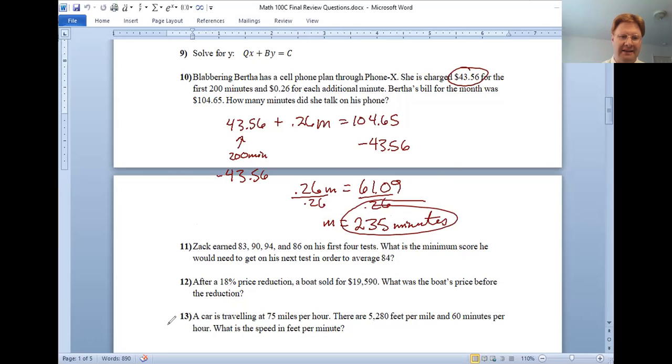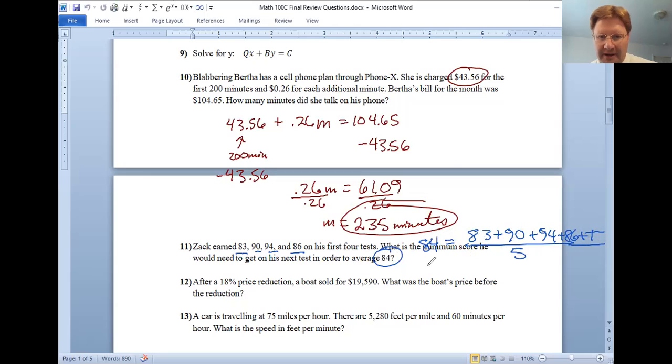All right, number 11. Zach earned 83, 90, 94, and 86 on his first 4 tests. What is the minimum score he would need to get on his next test in order to average 84? So that's our average of 5 tests. So we have 83 plus 90 plus 94 plus 86 plus a test, all divided by 5, it has to give us an average of 84. Multiply by 5, and we get 420.